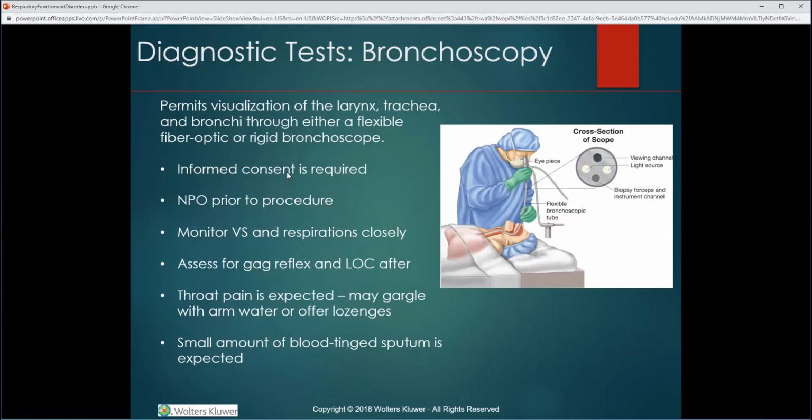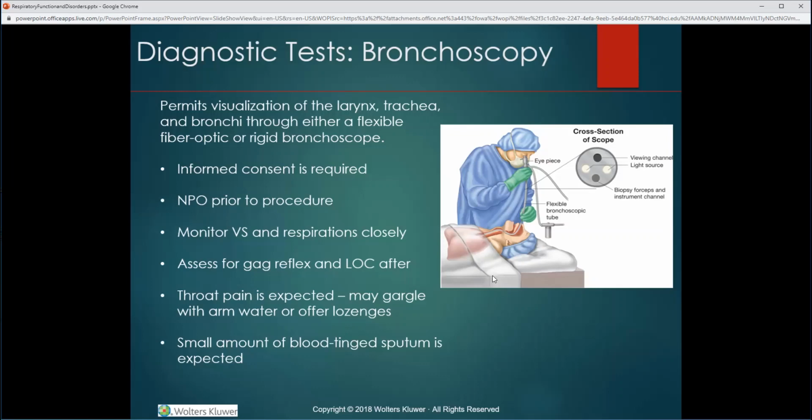But you need to know about that gag reflex, what to look out for after the procedure. You need to know they need to be NPO prior to. Any invasive procedure, they need what? Informed consent. So you may be the one witnessing informed consent. You're not the one explaining every risk. That's the person who's about to shove the camera in your lung. So assess for a gag reflex. Throat pain is going to be expected.